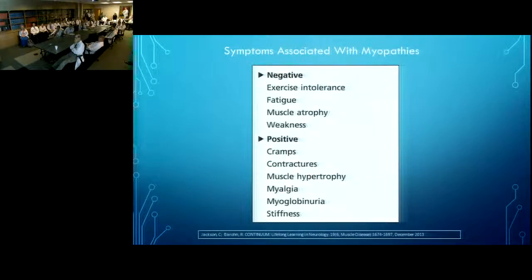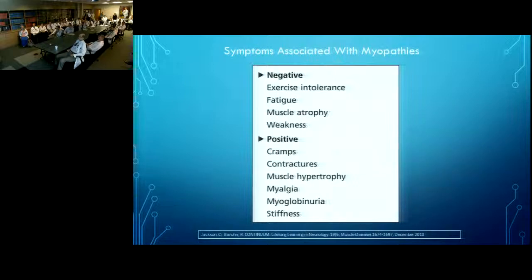And muscle hypertrophy can be seen in certain forms of myopathy, such as muscular dystrophy, actually pseudohypertrophy in Duchenne and Becker due to replacement of the muscle tissue with fat and connective tissue. You can see muscle hypertrophy in myotonia congenita, and sometimes you can see it in some denervating processes as well due to partial denervation.